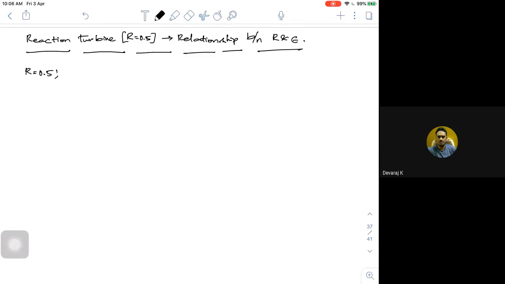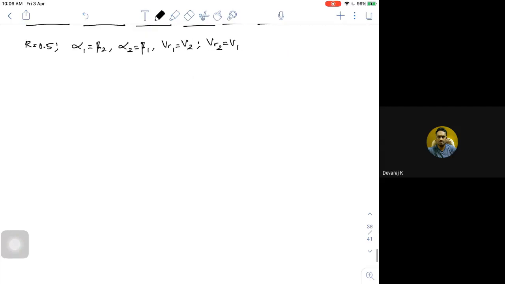That is alpha 1 is equal to beta 2, alpha 2 is equal to beta 1. And VR1 is equal to V2 and VR2 is equal to V1. Okay, this is what we will have. So let's write the velocity triangle and try to understand this. I have a combined velocity triangle. It will be something like this.